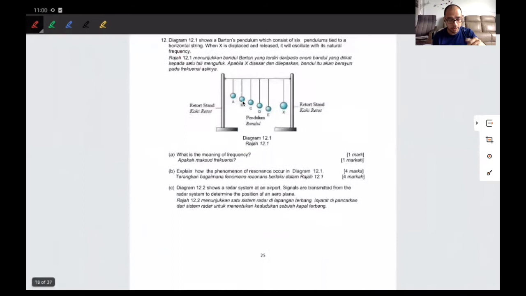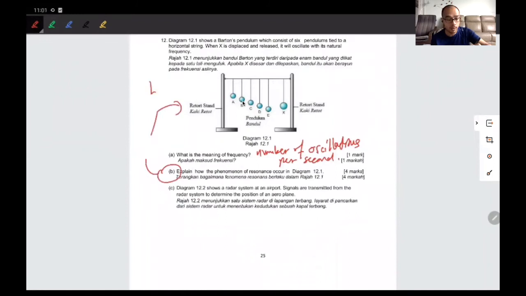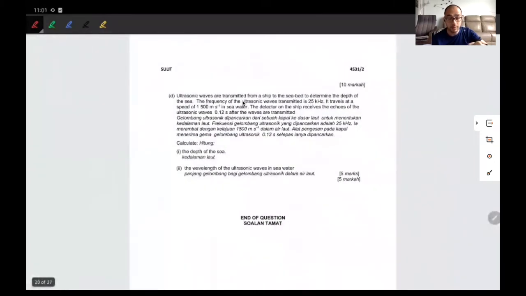Just to come back to this one, what is the meaning of frequency? Frequency is the number of oscillations per second. Explain how resonance occurs, refer to the black book. I won't talk about this. And then the last question is the same thing.